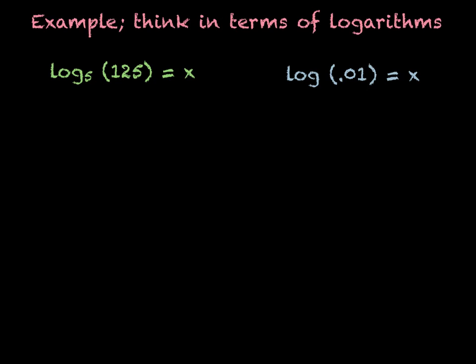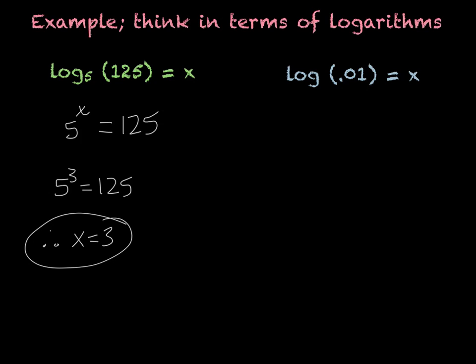So we have log base 5 of 125 equals x. So what we should be thinking is 5 to what power gives me 125? Well, if you think 5 times 5 is 5 squared, and that's 25, times another 5 is 125. So what that means is 5 cubed equals 125. Therefore, x equals 3.